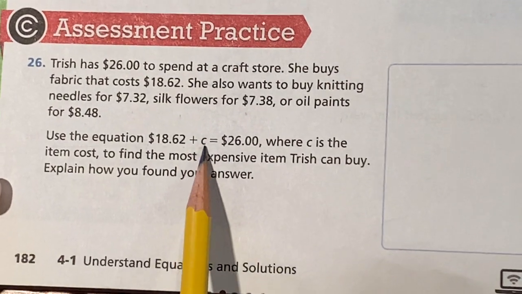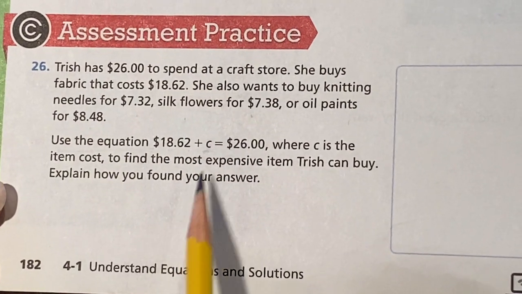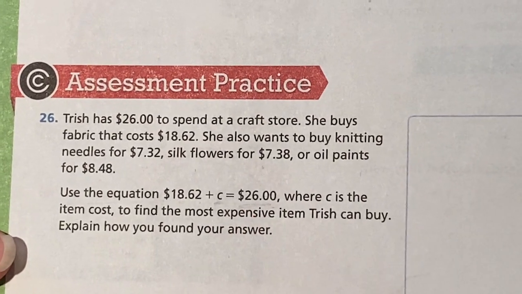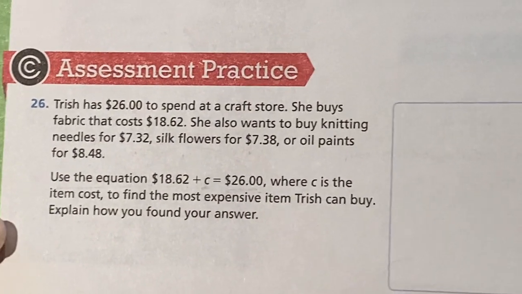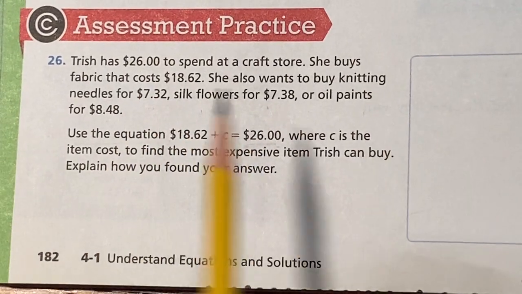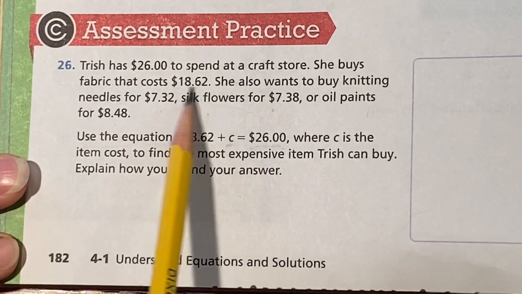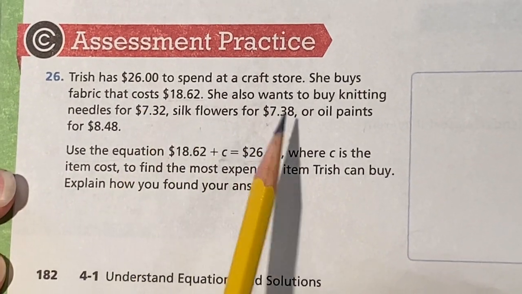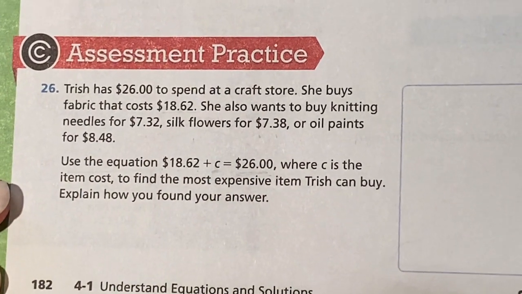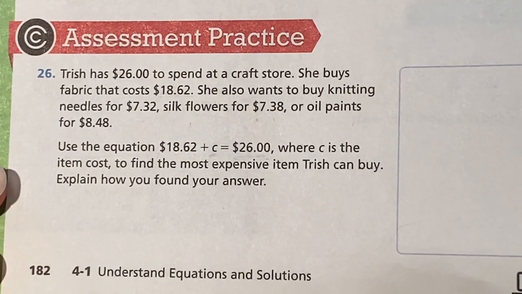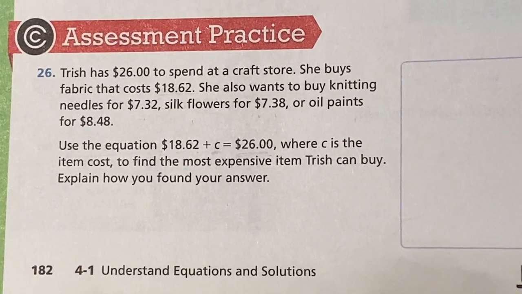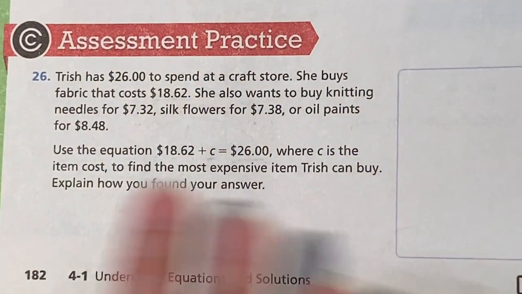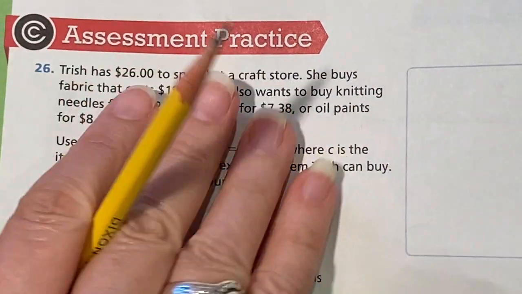$18.62 plus C, that's the unknown amount, equals $26. $26 is how much money she has. Okay? So substitute, again, those possible values. She'd spent the $18.62, $7.32, $7.38, or $8.48 to equal 26. Okay? Work on those problems, pause the video, and resume it when you're ready to go over the answers.